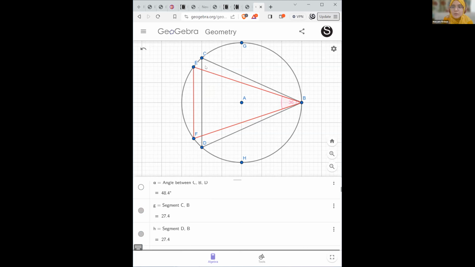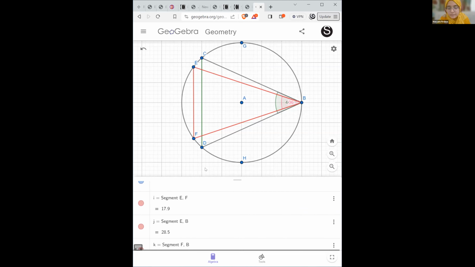Now look at the chord CD, the green one. The chord CD is bigger, you can say longer, than the chord EF, right? Now what happens to the angle subtended by this chord? You can see it is bigger. Are you all able to see it?